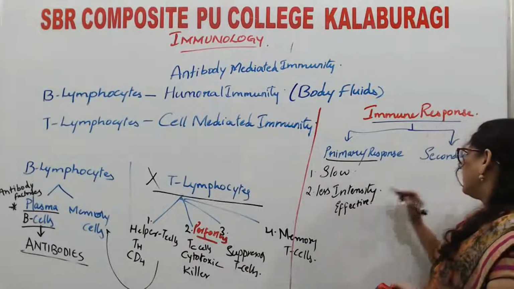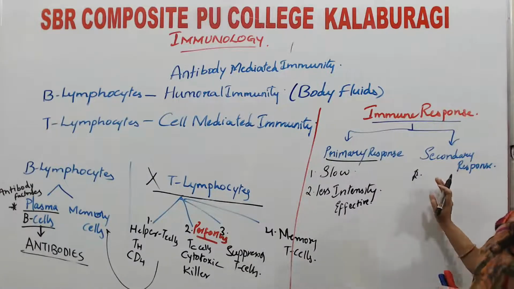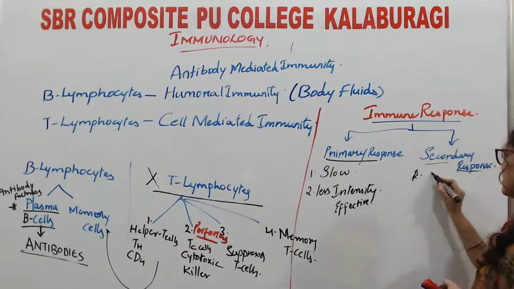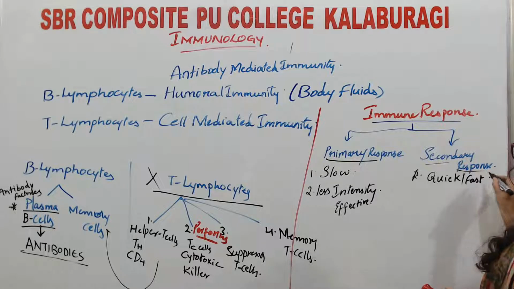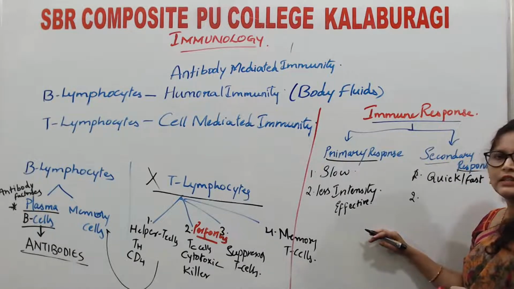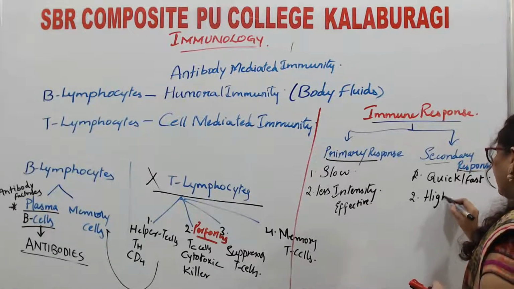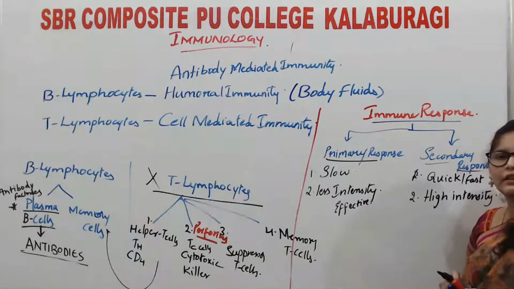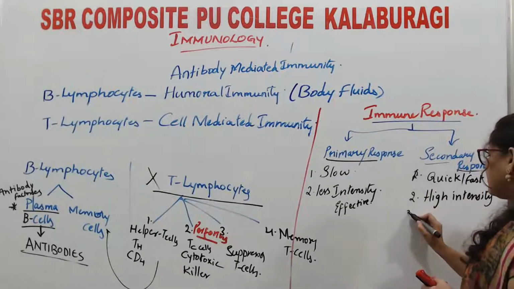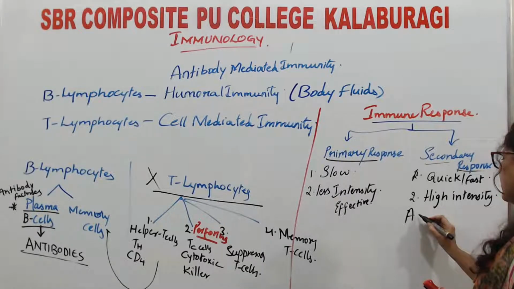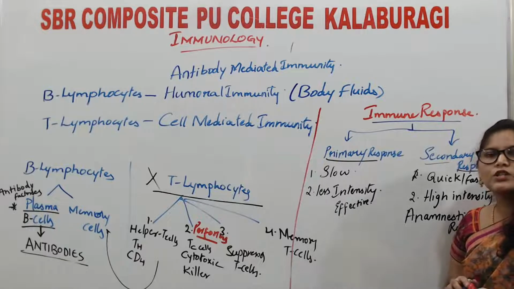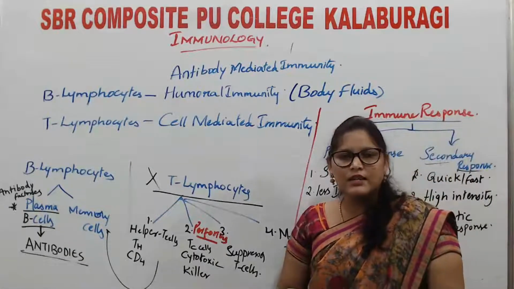Whereas in the subsequent encounter of a pathogen to the person, how will the secondary response be? The secondary response is very quick or fast and with high intensity, very effective. The intensity of the response is very high. Immediately it will recognize and kill the pathogen. Such a response is known as the anamnestic response. The anamnestic response of our immune system for the subsequent encounter of the antigen is known as the secondary response.